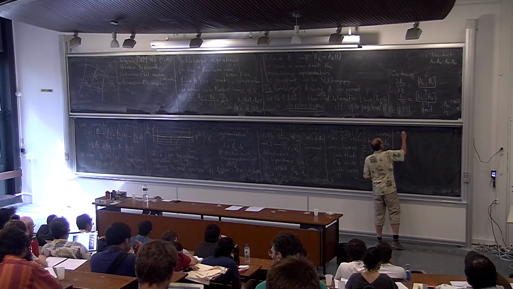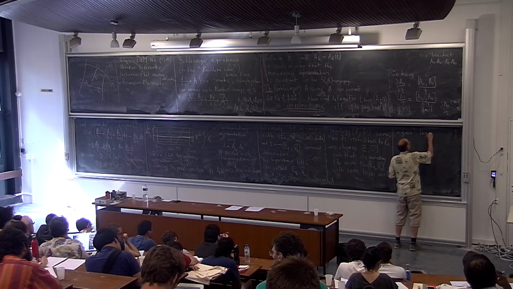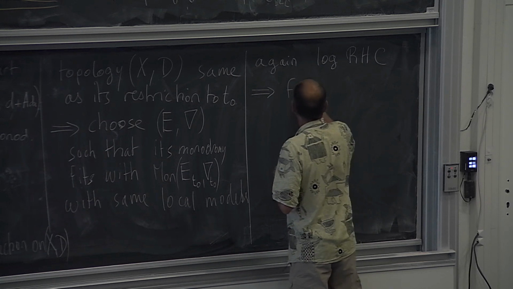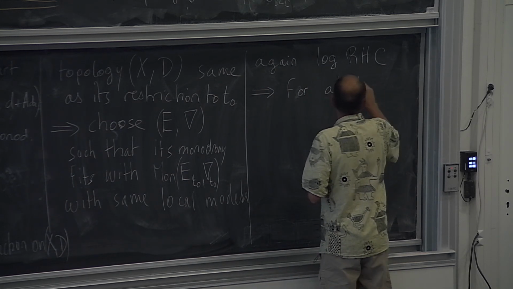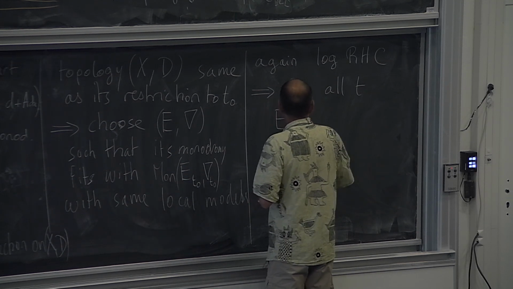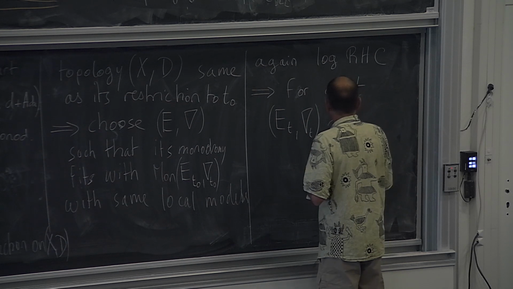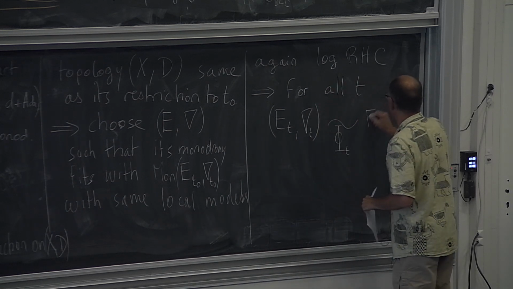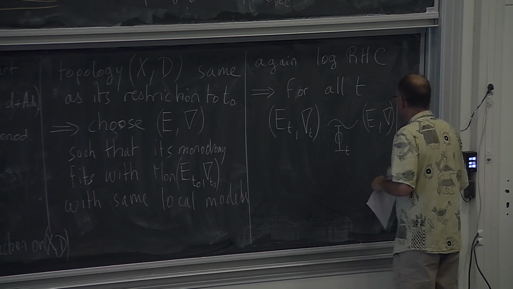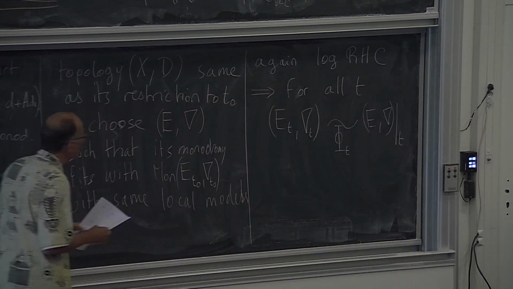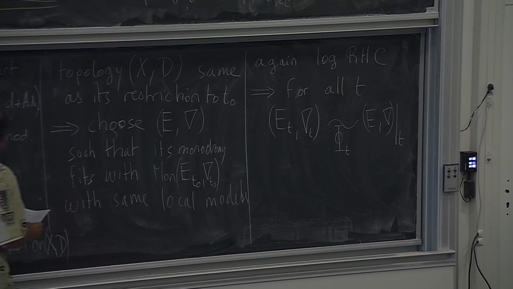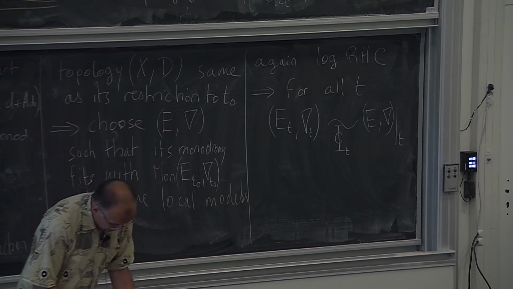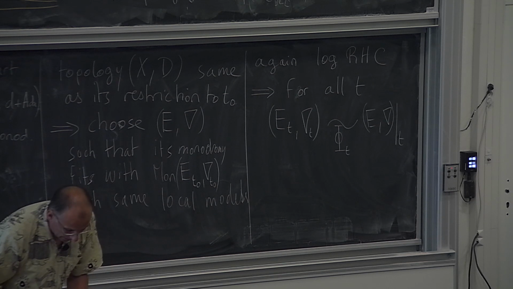So now, again, the logarithmic Riemann-Hilbert correspondence implies that for all T, E_T nabla T is conjugated by some bundle isomorphism with E nabla restricted to T. Because the monodromy is always the same, so it is the monodromy of E nabla. Okay.